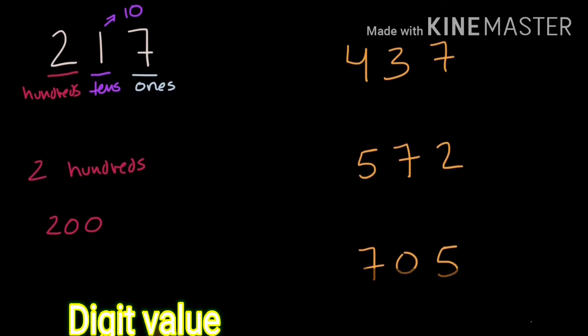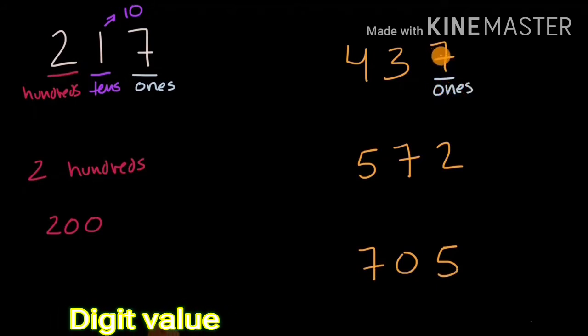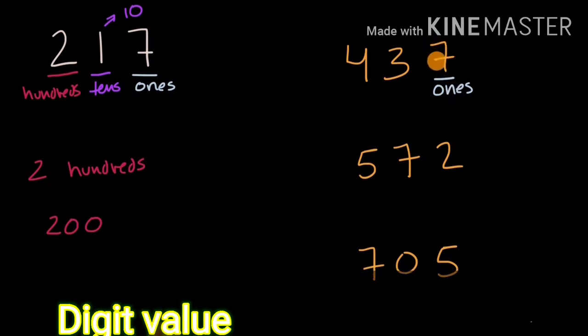All right, now let's work through this together. So let's start with this top number. In this number, the 7 is in the ones place. So that 7 really just represents 7 ones, which is still just 7. So this 7 does not represent 70.